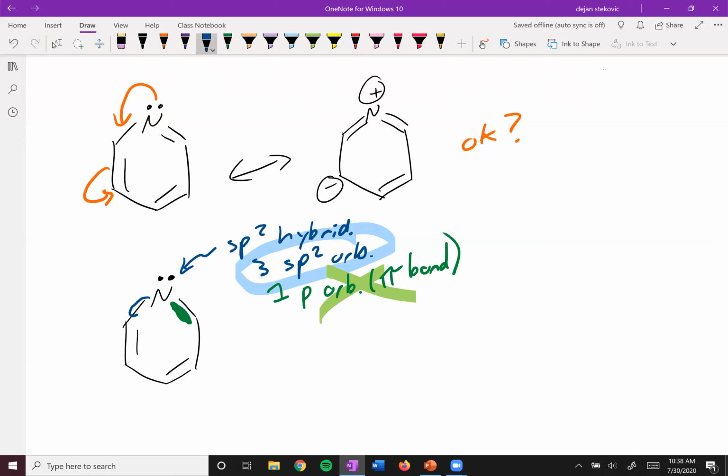What we've got left now are 3 sp2 hybridized orbitals, right? You have one coming over here to form this sigma bond, another one coming over here to form this sigma bond, and then finally this lone pair is in an sp2 hybridized orbital. Hybridized orbitals cannot participate in resonance, and so you cannot do this, right? So this is not okay.